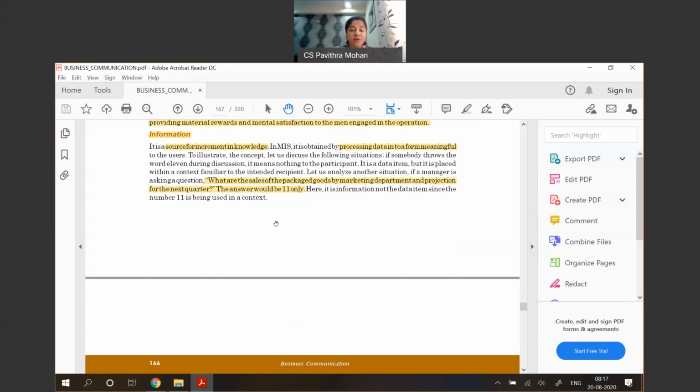Okay, so if I ask you a question and you give a number, that number is considered as information, not as plain data. But generally, if someone just gives you a number 11, it will not have any importance or relevance. So we have to understand that a number provided against a particular question is considered information because it is being processed.